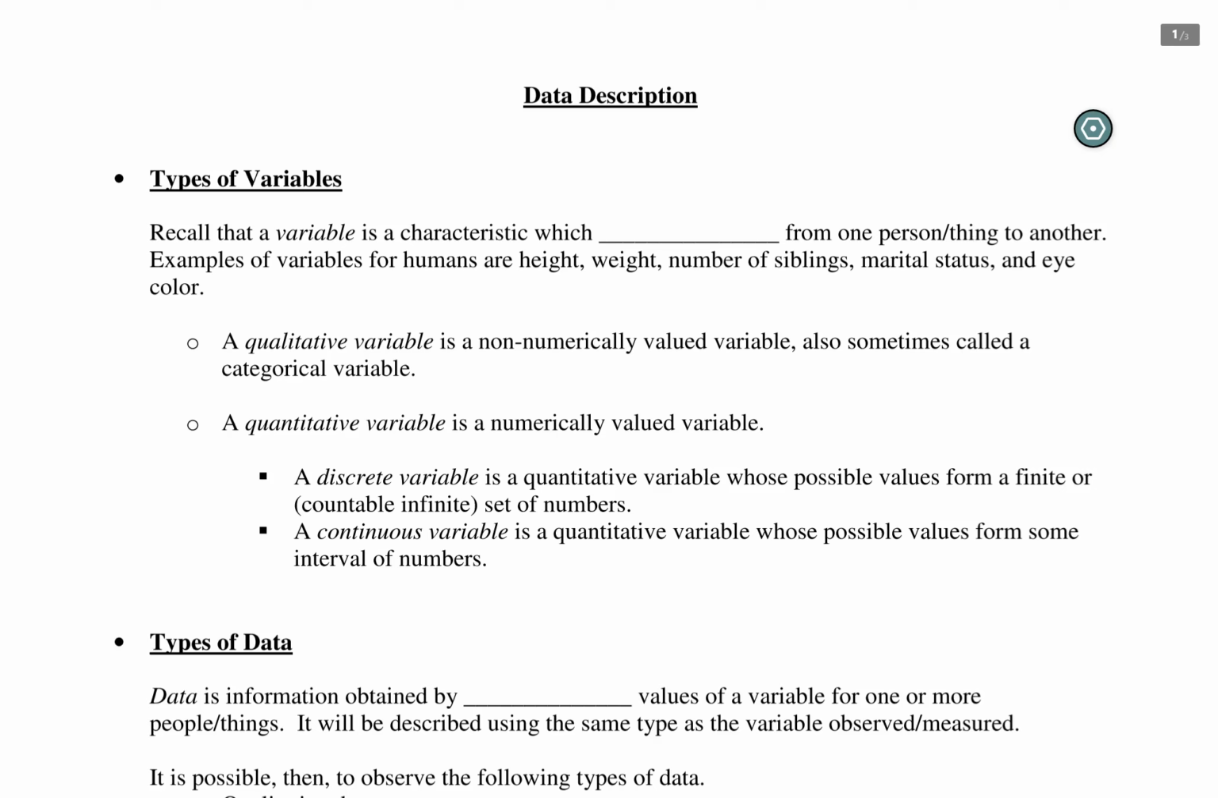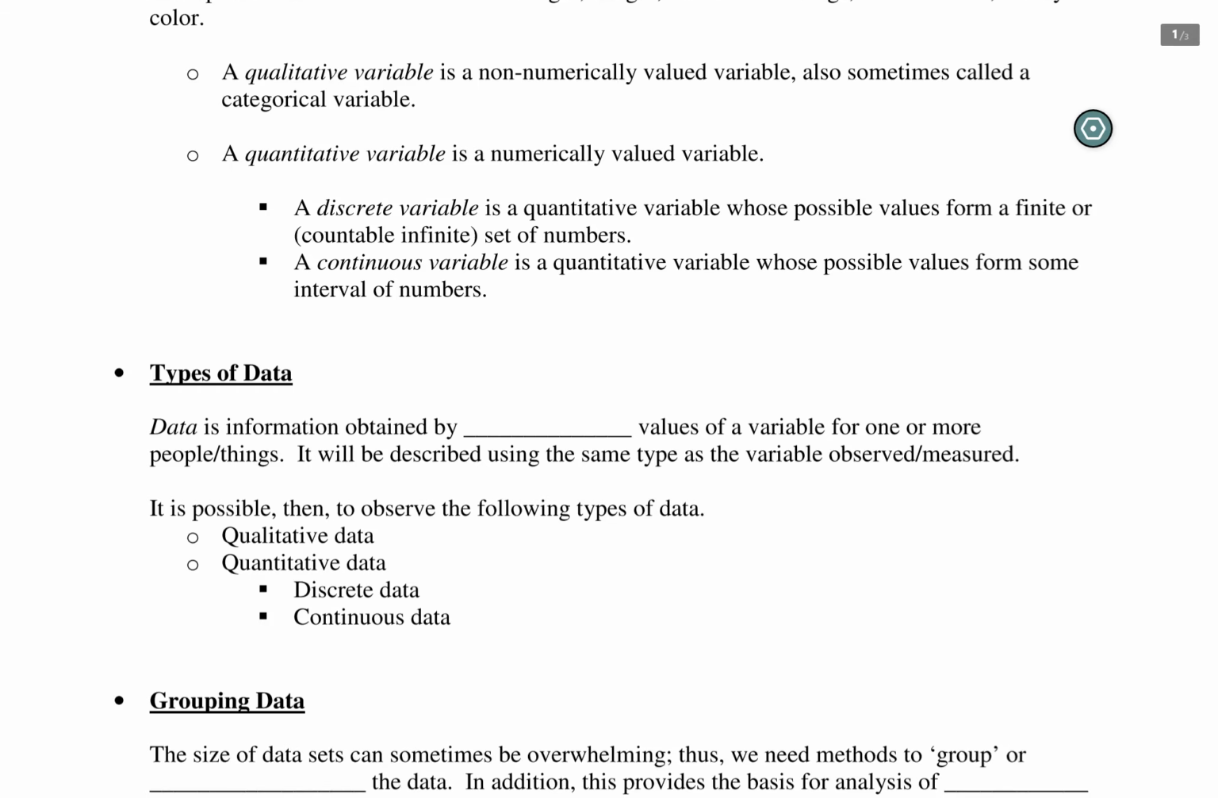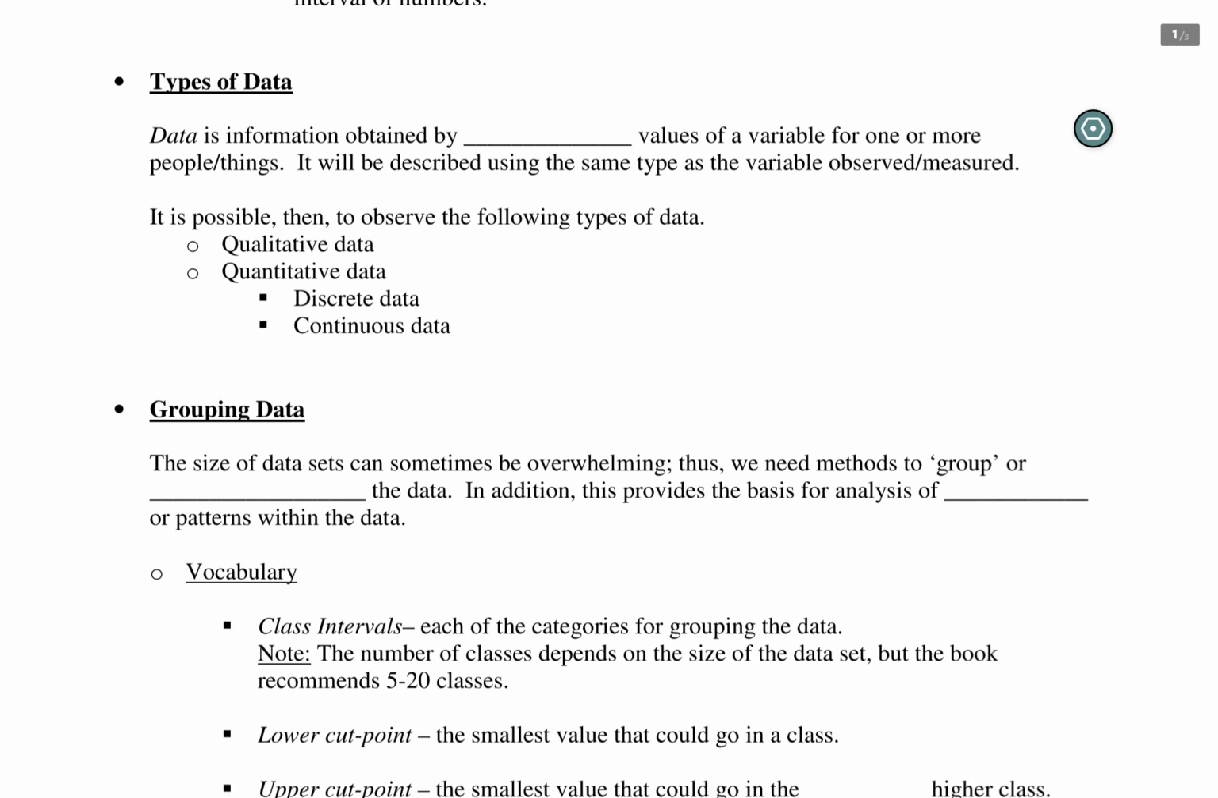Recall that we have this thing called a variable, which is a characteristic which potentially changes from person, thing, from one to another. So some examples are height, weight, and so forth. Remember, we had qualitative variables and quantitative variables. Okay, and with the quantitative variables, we also had discrete and continuous variables there. So with these kinds of variables, we have different kinds or different types of data.